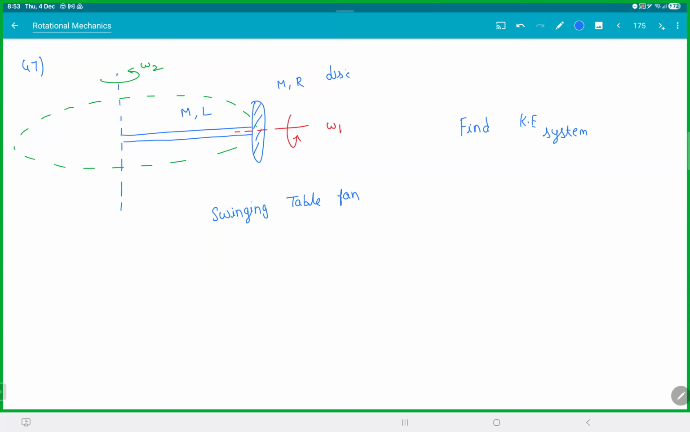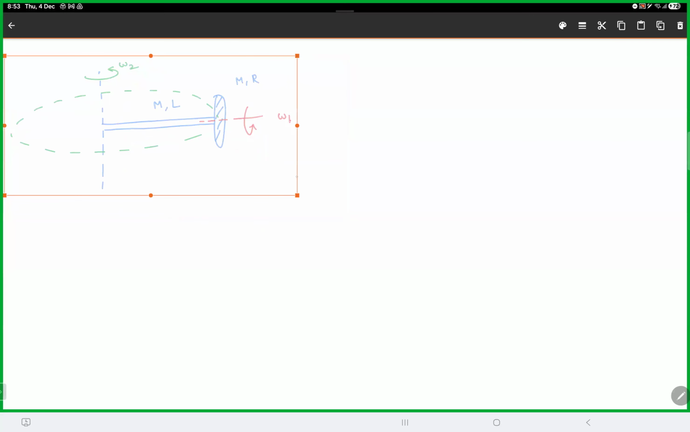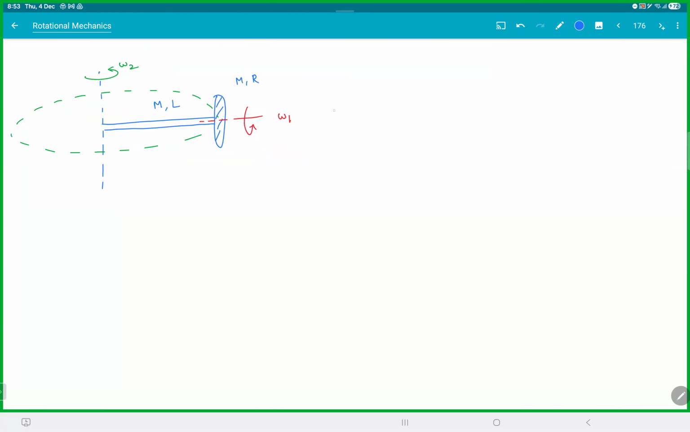Any answers? C. So let's split this into two parts. First, let's take only the disk plus the rod in the disk.